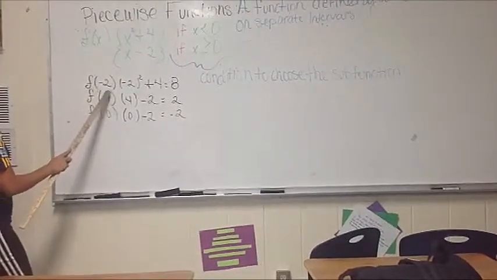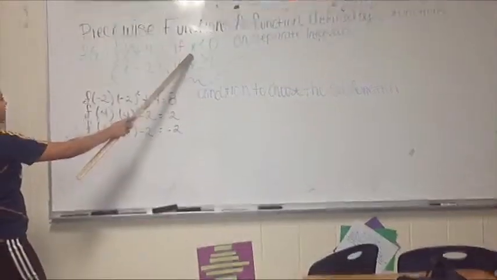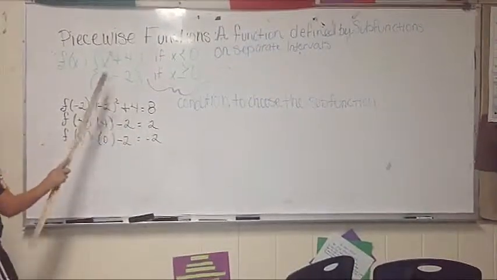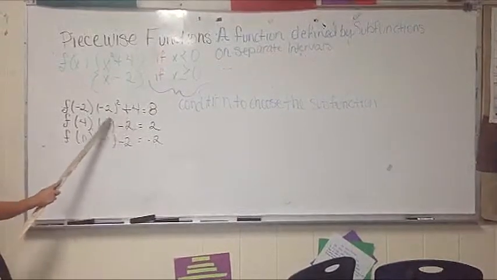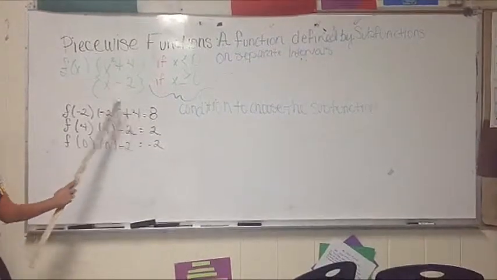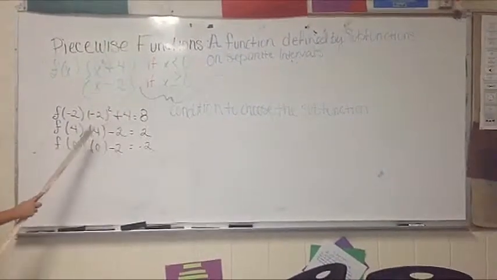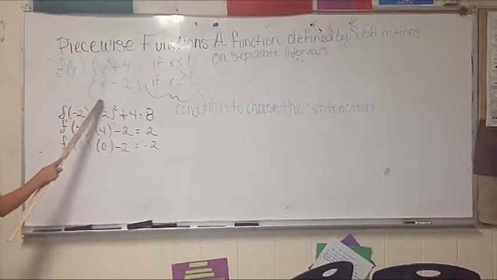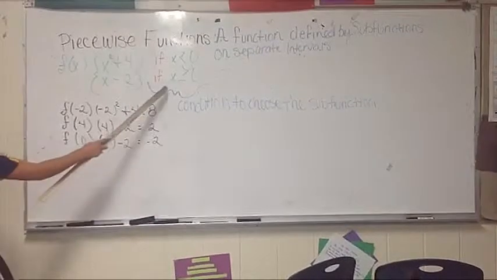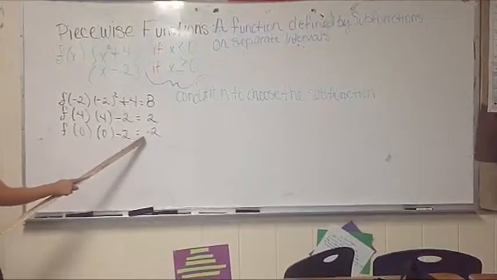If we plug in negative 2, which is going to be in the condition of x less than 0, since negative 2 is less than 0, we will plug in this function into this example. So it will be negative 2 squared plus 4 equals 8. In this example, it's 4. Since 4 is greater than 0, it will be 4 minus 2, which will equal 2. And if we plug in 0, which is equal to 0, we plug in this function, which will be 0 minus 2 equals negative 2.